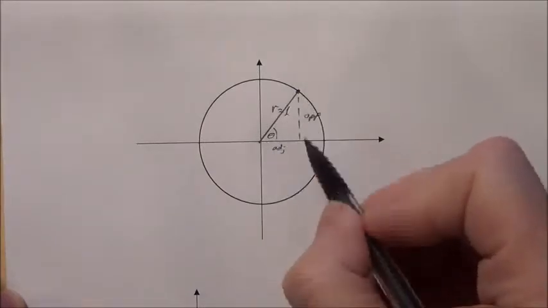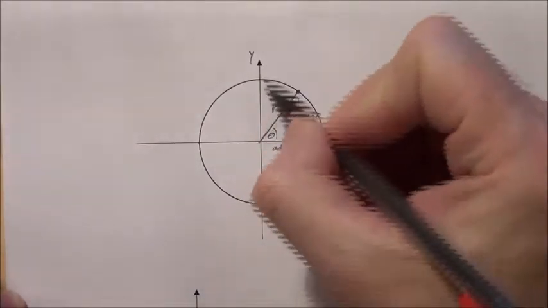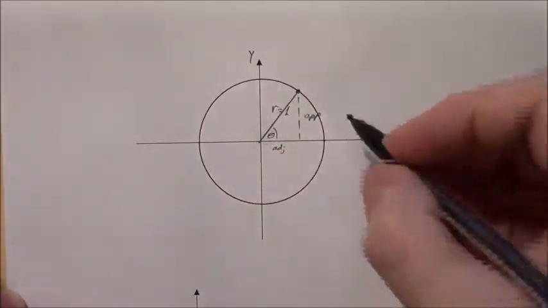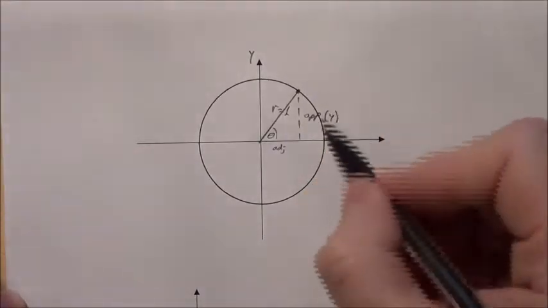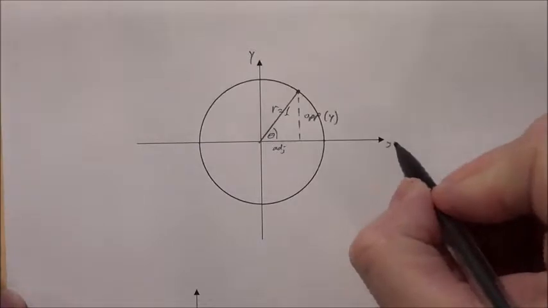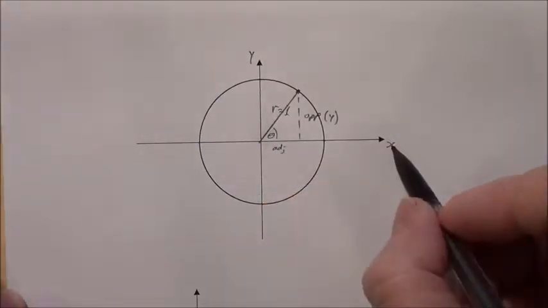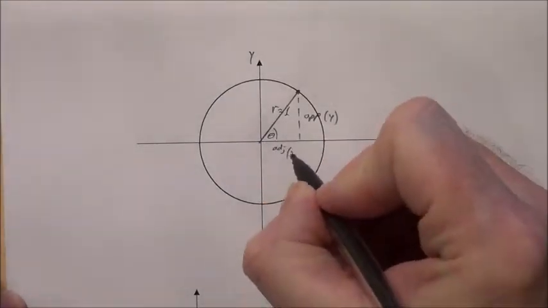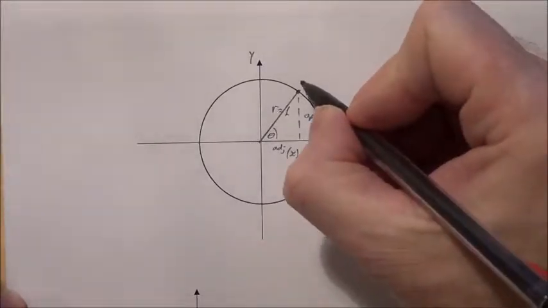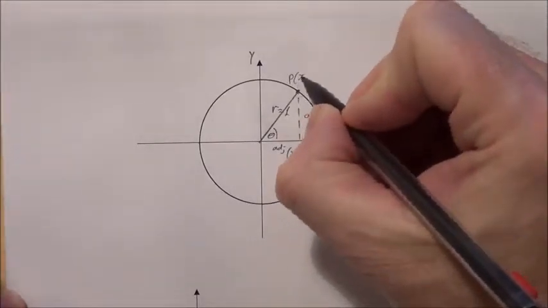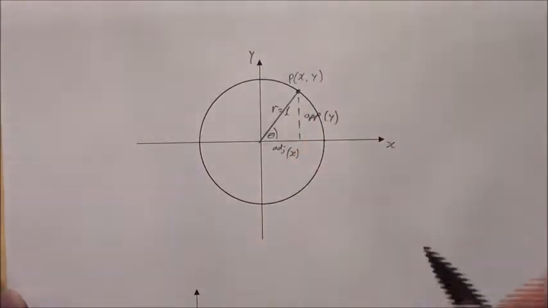Now the opposite side happens to also be parallel to the y-axis, so that's going to be our y direction, or y measurement, and the adjacent side is parallel to the x-axis. So this point up here is actually point P, which is (x, y).